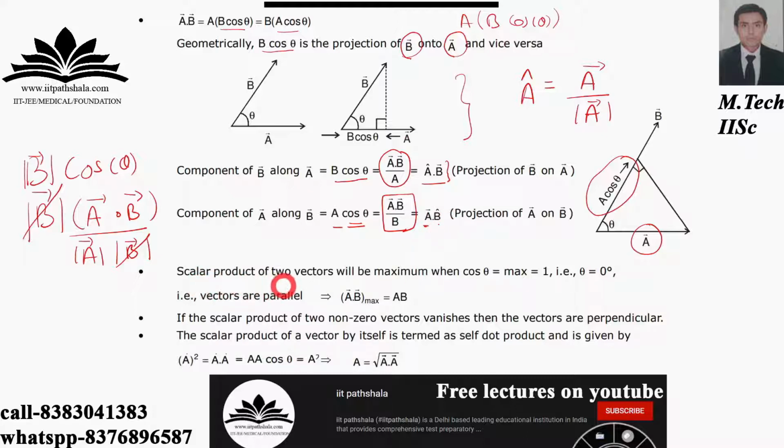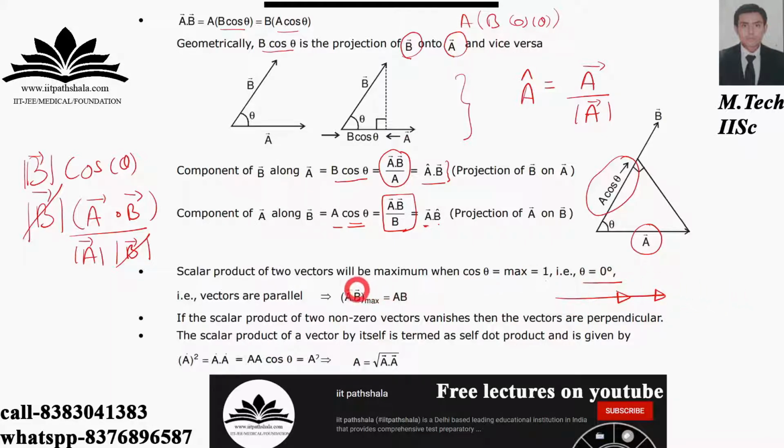Scalar product of two vectors will be maximum if and only if cos theta is maximum, which is cos theta equal to 1. That is, the angle in between both of them is 0. So the angle should be minimum, that is, theta must be equal to 0. Both of them must be along the same line itself.